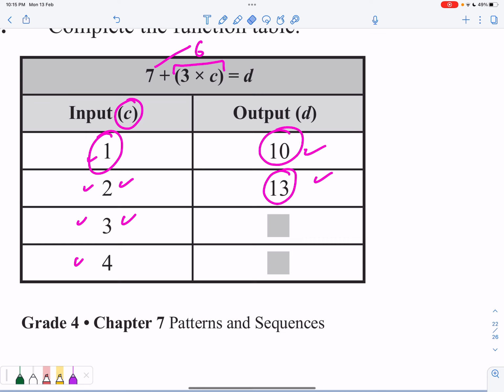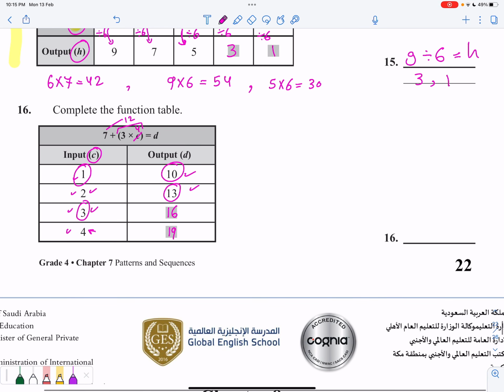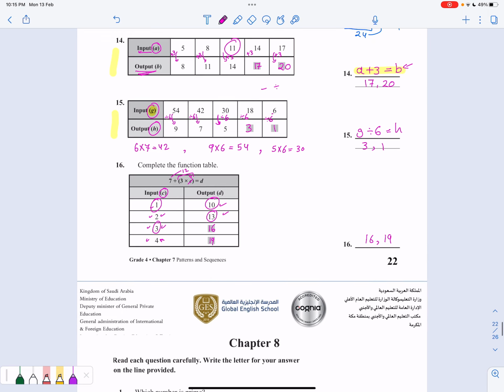So again, we need to do that with the next numbers. I have now 3. I will put it here. 3 multiplied by 3 equals 9. Then 9 plus 7 is equal to 16. So this is the next one. Okay, now let's do the last one. We have 4. So we will put 4 instead of c. 4 multiplied by 3 is equal to 12. Then 12 plus 7 equals 19. So the next numbers are 16 and 19, and by that we finished the revision sheets for chapter 7.